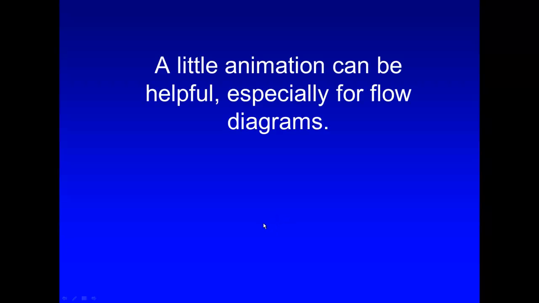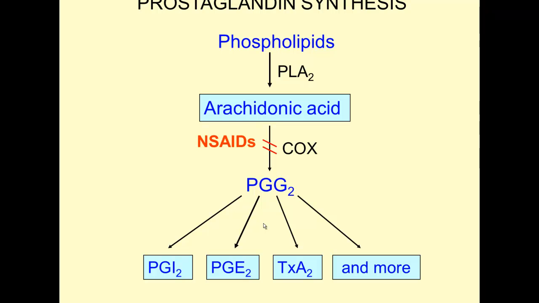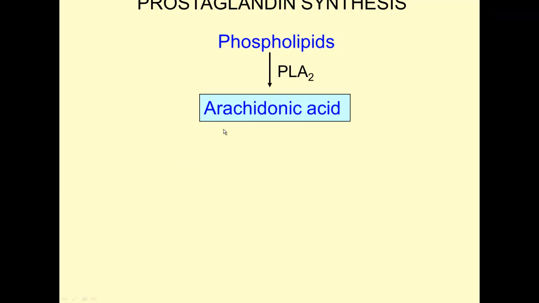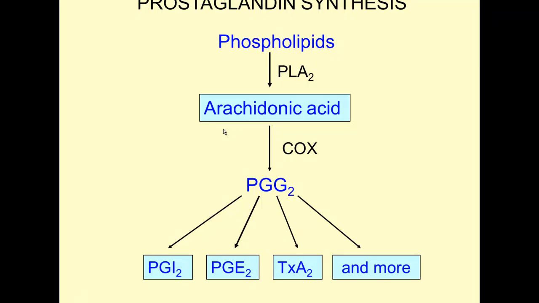A little animation can be very helpful, especially when you're showing a flow diagram. So here are 3 examples. In the unanimated version, you can easily talk the audience through this scheme of prostaglandin synthesis, looking at each step and what causes each step to happen and what can block a step. If you use a little animation, though, you can focus the audience's attention on one step at a time and talk them through it one step at a time.